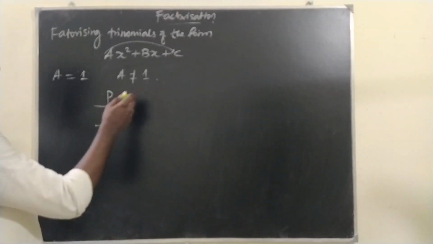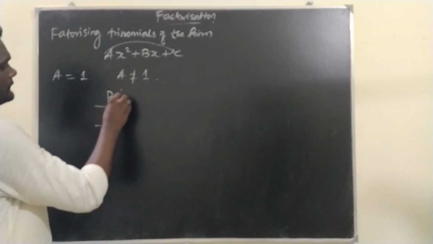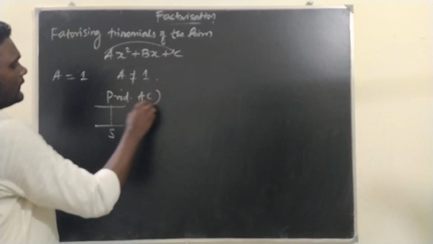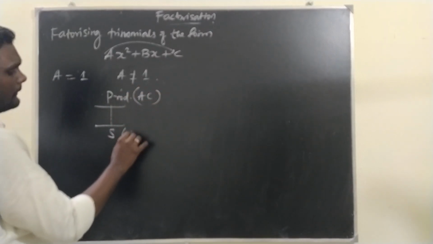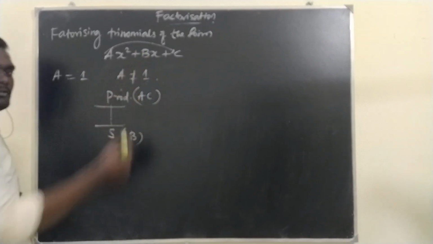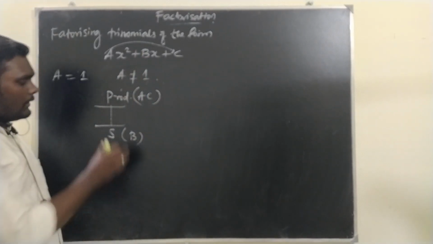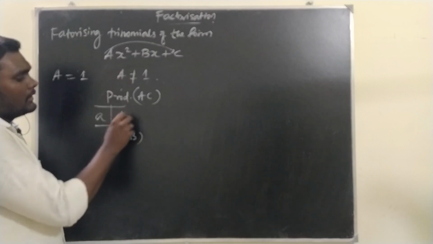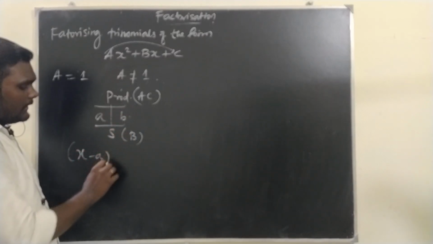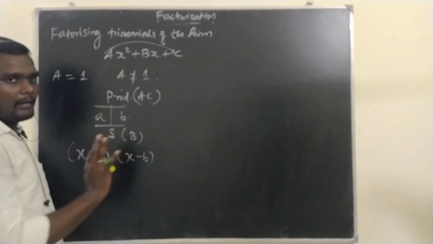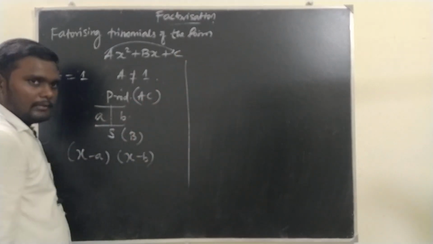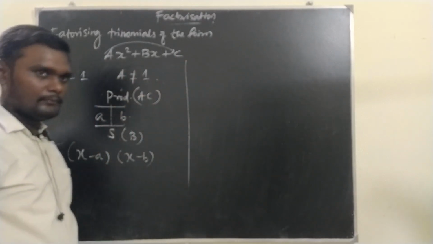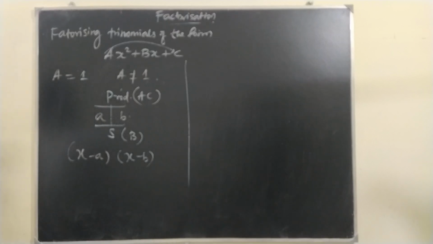So the product should be AC and the sum should be B. That means we have to find two such numbers. Let me take them as A and B, like (x − A)(x − B), and we will factorize. But I will explain the same with one example, because you may find it difficult.